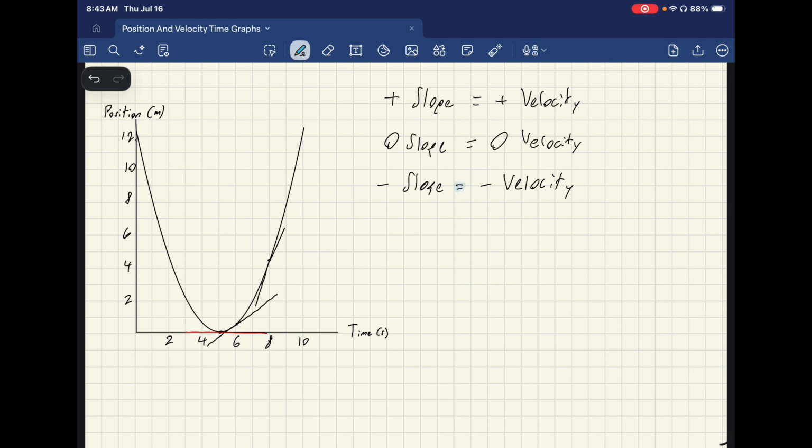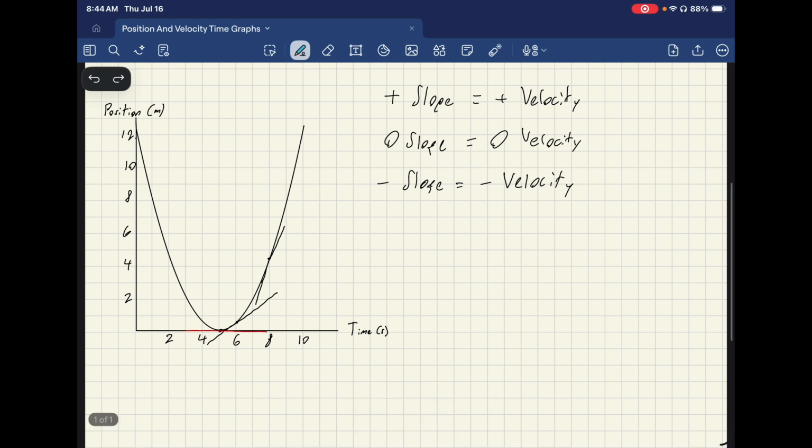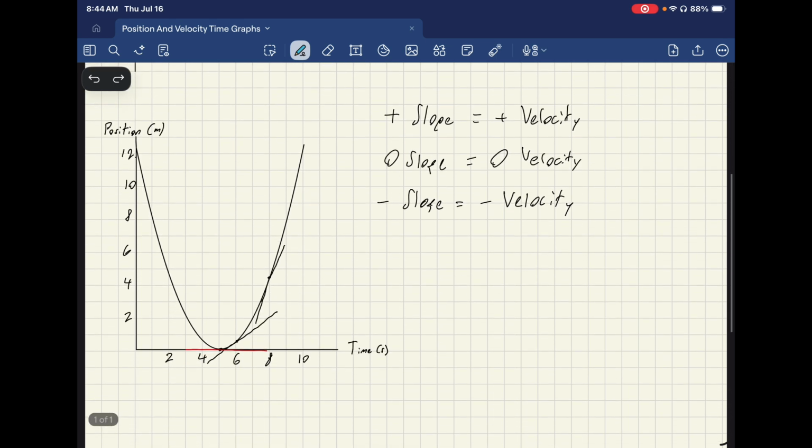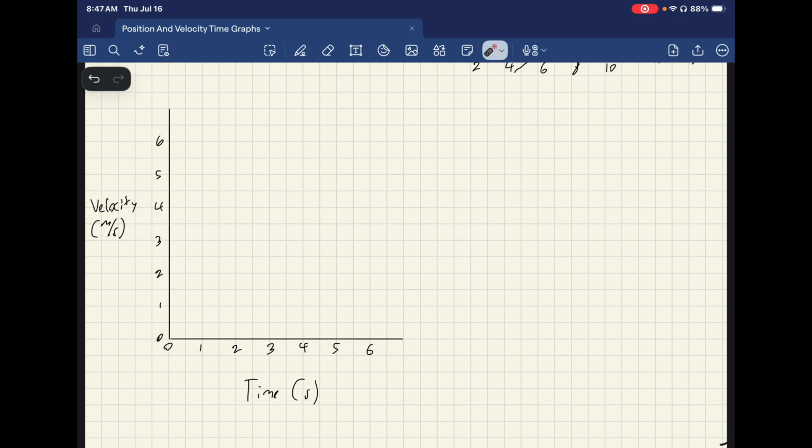And a changing slope, so like at this point right here, means that the velocity is changing. So in that moment, the velocity is changing from negative to positive. Let's move on now to velocity time graphs. On the horizontal axis, we still have time in seconds, but now on the vertical axis, we have velocity in meters per second. Let's say that you have a velocity of 4 meters per second, and it's a constant velocity. So 4 meters per second, it's constant, so it just goes in a straight line across everything.